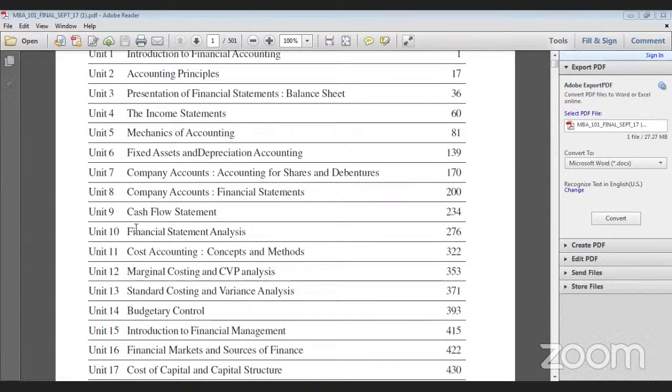In the last lecture, we finished unit number 10. Today, we start cost accounting concept and method.